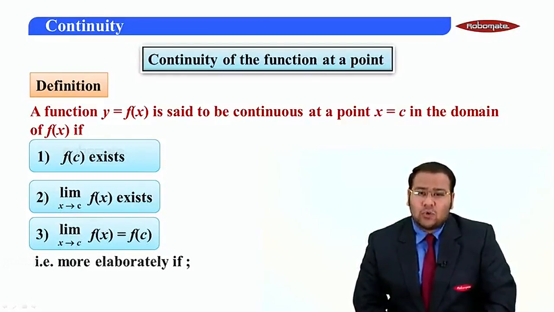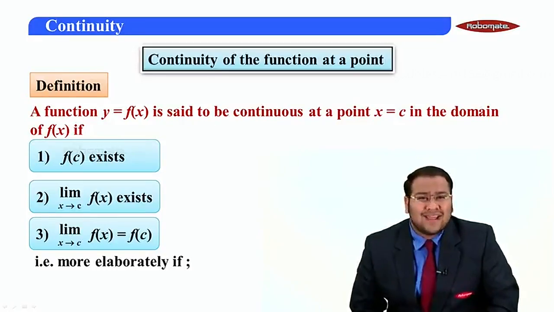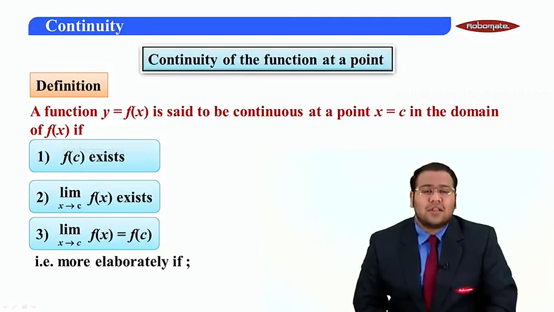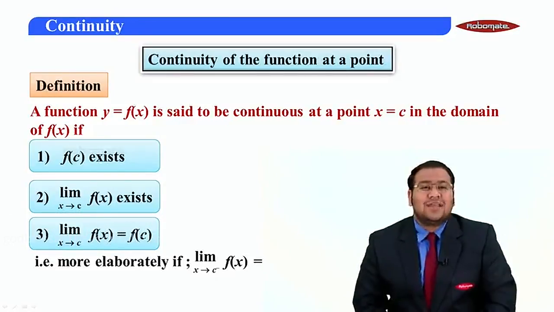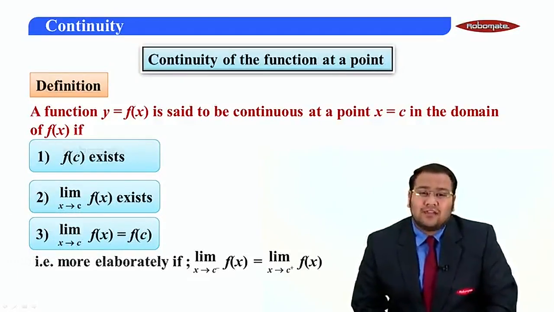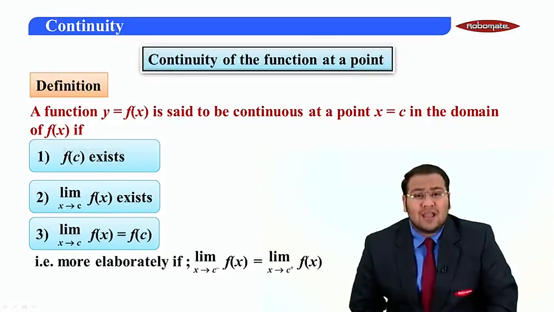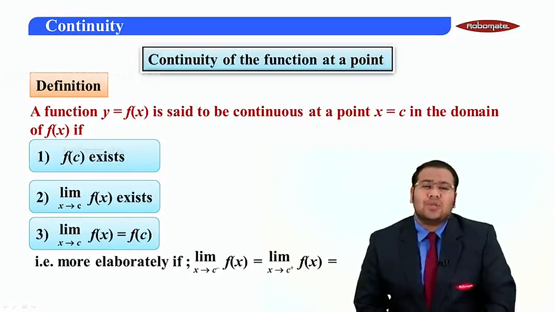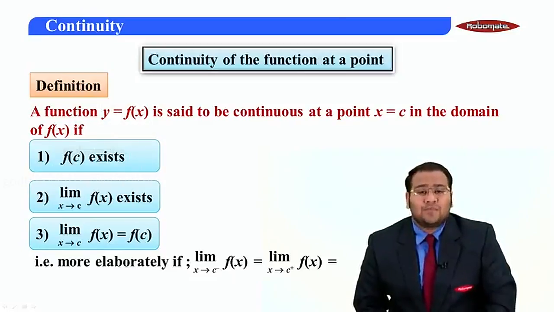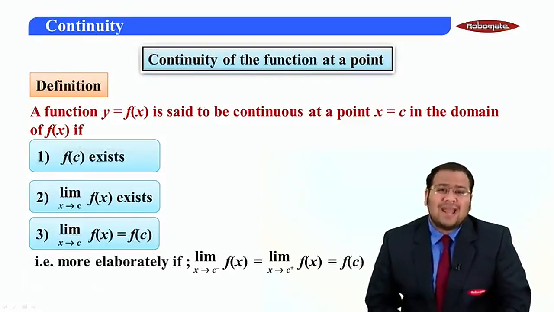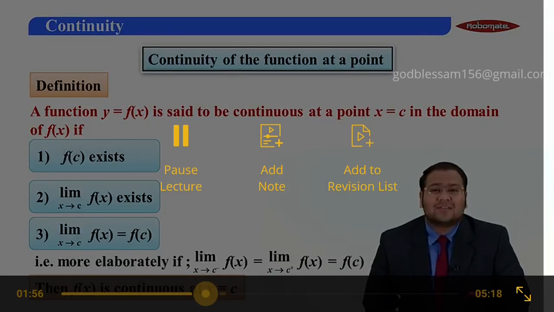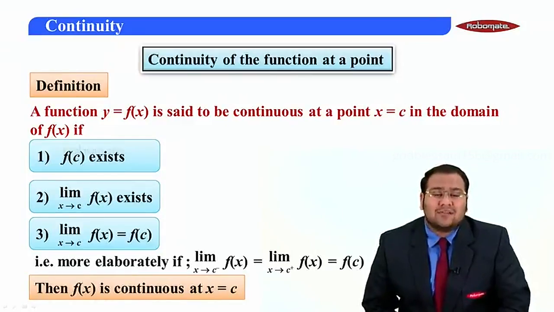If I want to elaborate it more, as we learned in the first module, limit x tends to c of f of x exists only when limit x tends to c minus f of x is equal to limit x tends to c plus f of x. That is, the left hand limit should be equal to the right hand limit, and also if these both are equal to f of c, only then I can say that f of x is continuous at the point x is equal to c.